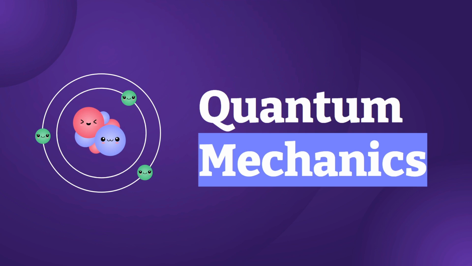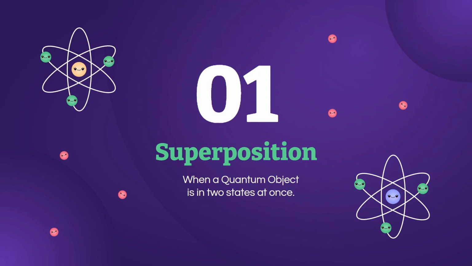And these quantum objects possess quantum properties, which we refer to as quantum mechanics. These properties are unique to quantum objects, which makes them quite interesting. The first quantum property is superposition. This is when a quantum object is in two states at once, and as soon as you try to measure or try to understand the value of that quantum object, you instantly disturb it and force it to collapse into one of the values.